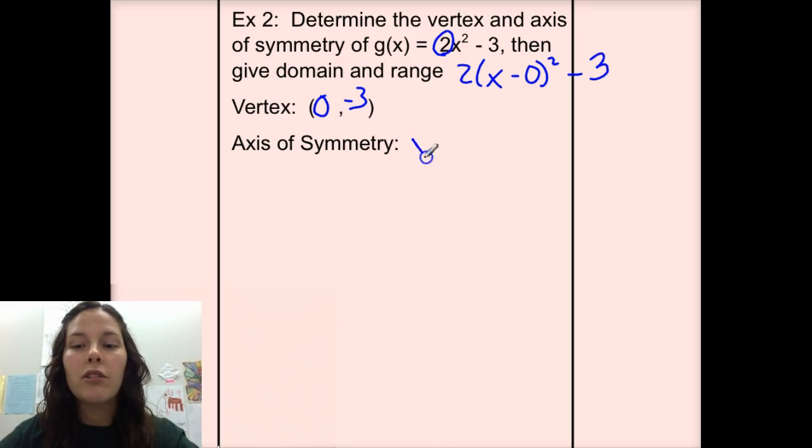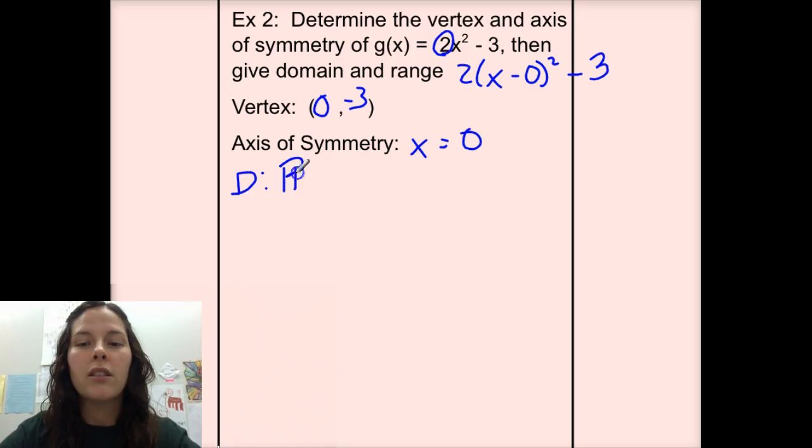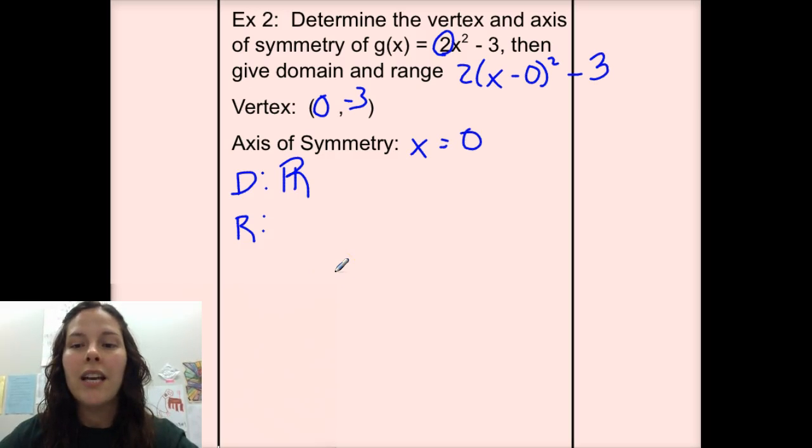Axis of symmetry is always x equals the x-coordinate of your vertex. Domain for quadratic functions is always all real numbers. And the range, we need to determine if our graph is opening up or down. In this case, we have a positive coefficient, which means there was not a reflection. So it is opening up. So we have y is greater than or equal to -3, the y coordinate of our vertex.